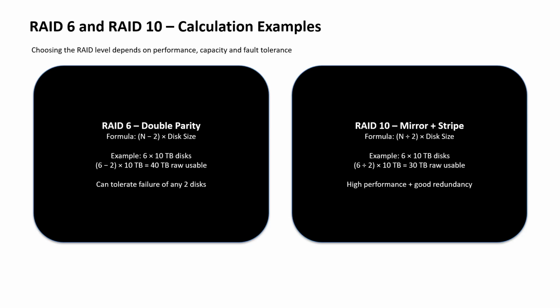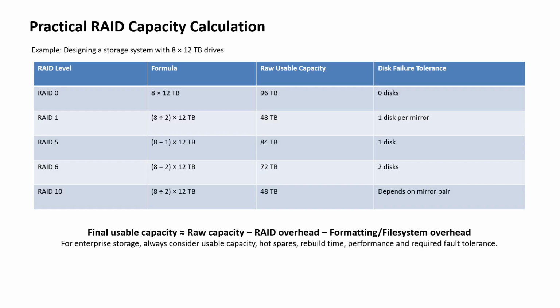So in simple terms, RAID 6 provides better protection against multiple disk failure, and RAID 10 provides excellent performance with disk mirroring. The correct choice depends on the requirement: capacity, performance, rebuild time, and the level of protection which is required.